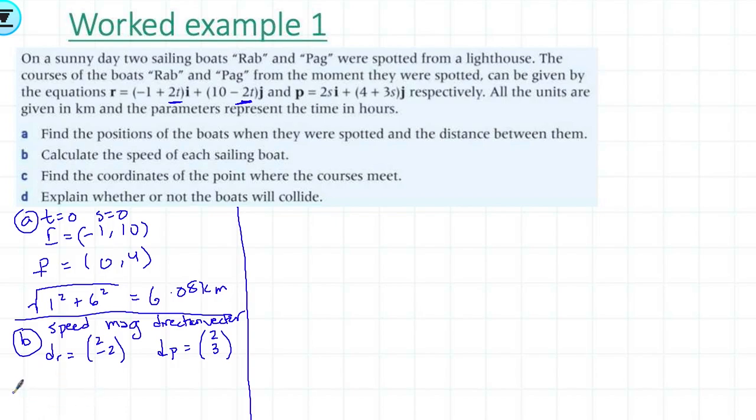So the speed for R will be just the magnitude of 2 and -2, which is equal to 2.83. And the magnitude for 2 and 3 will just be 3.61. Obviously, with the unit, you're dealing with kilometers per hour.